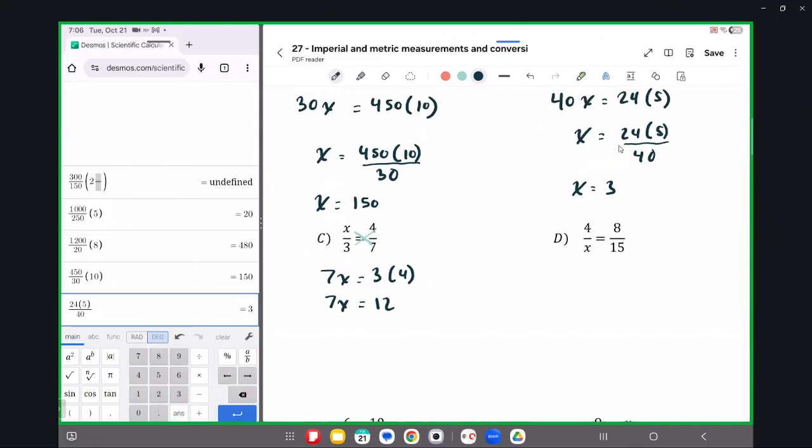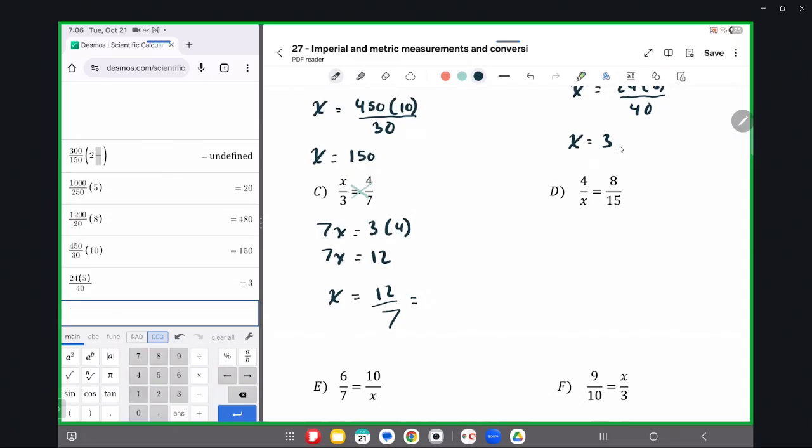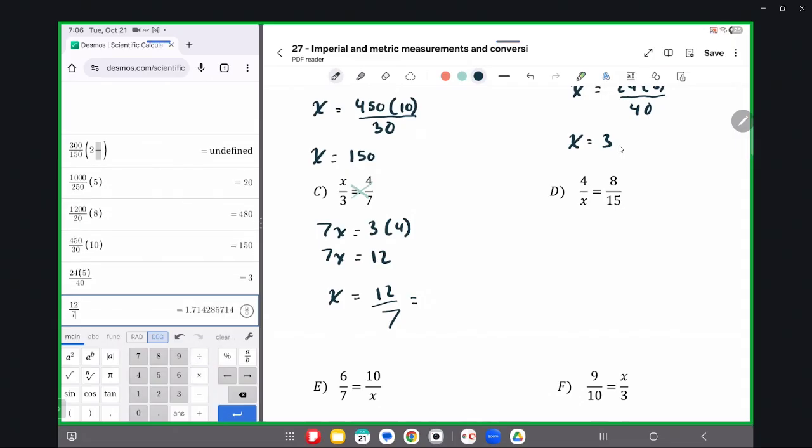And then we divide both sides by 7. So here the answer is 12 on 7. But in case you're curious, as an exact answer, this is about 1.71.